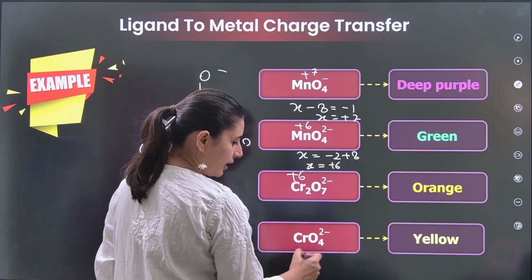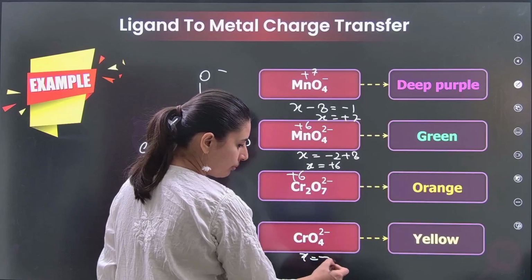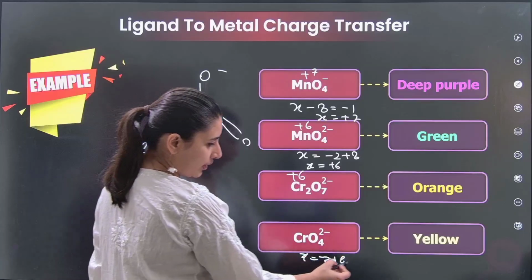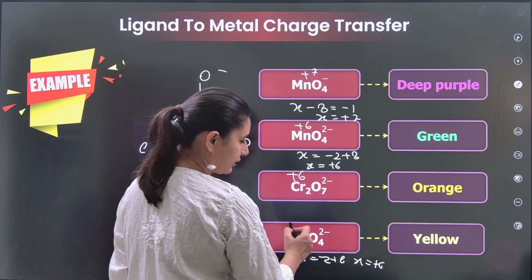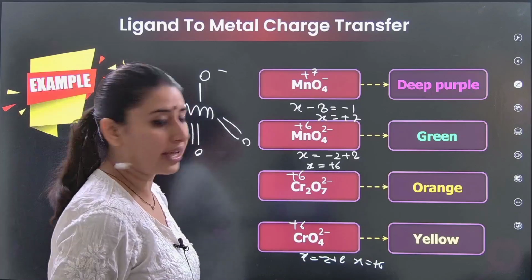Here it is X minus 8 is equal to minus 2. So minus 2 plus 8, CrO4 2 minus. So again, here also you have plus 6. It's in the highest oxidation state. This one is sodium chromate, yellow in color. Please check.